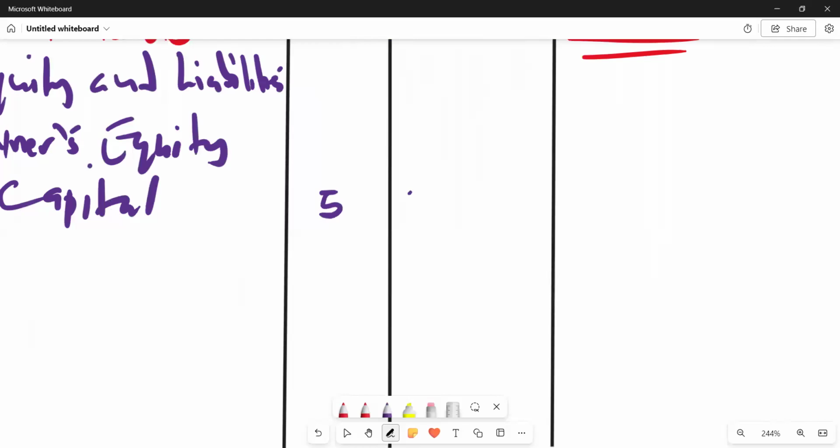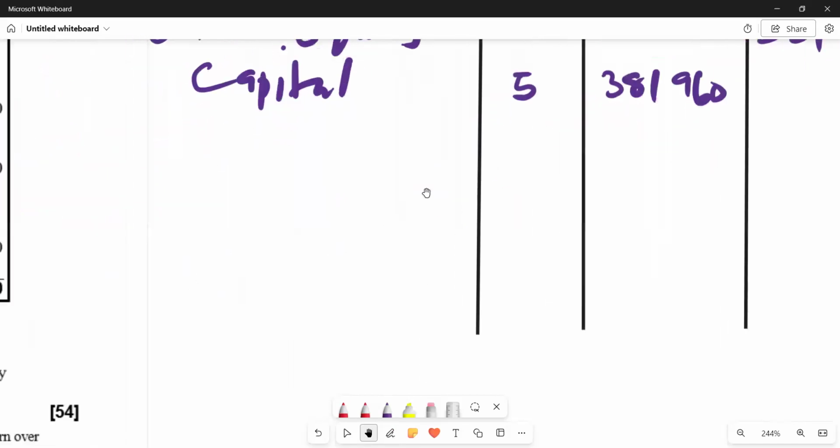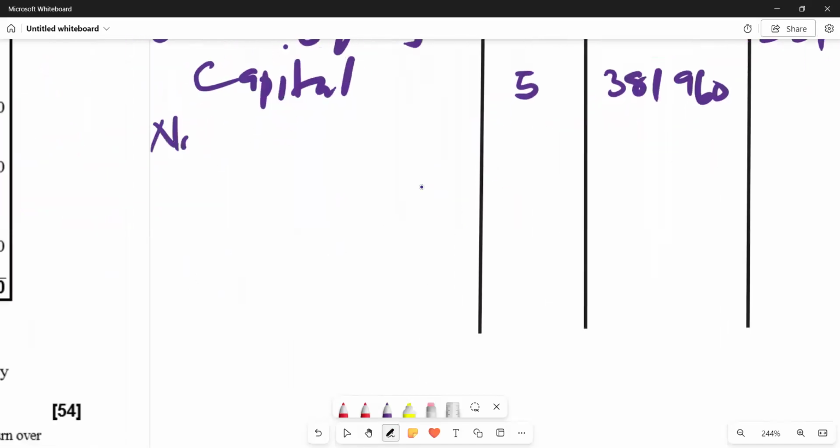Let's try to see 381,960, and this is going to be the total for owner's equity again. So it's going to come here again. So we are going to go to the next part, which is non-current liabilities. So this is non-current liabilities.